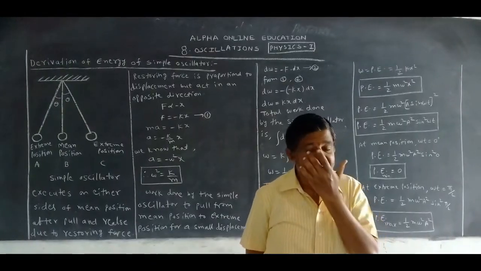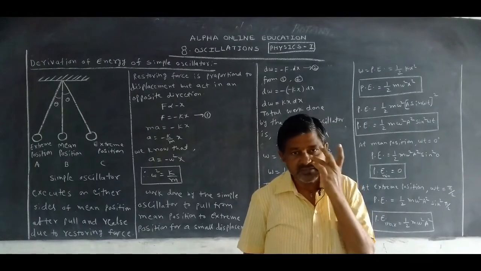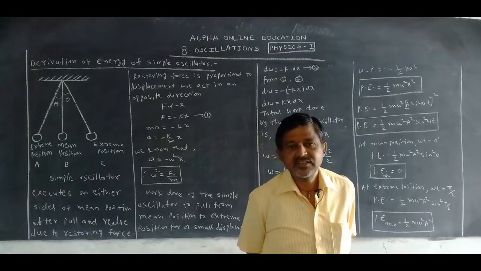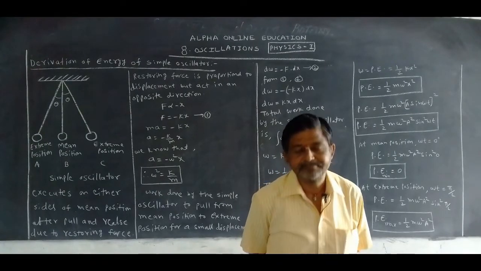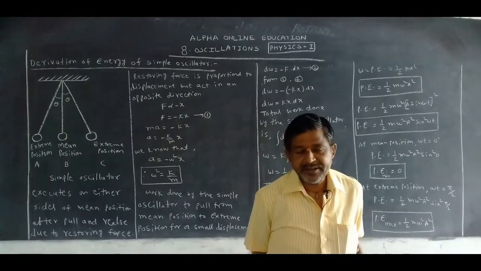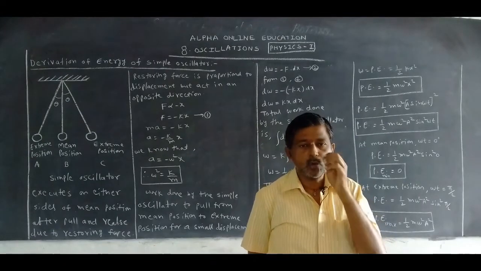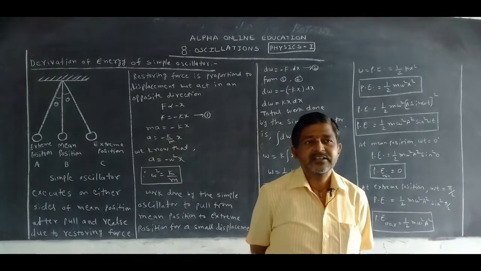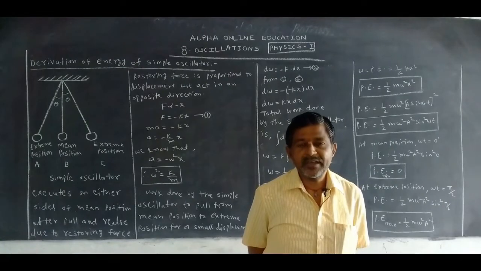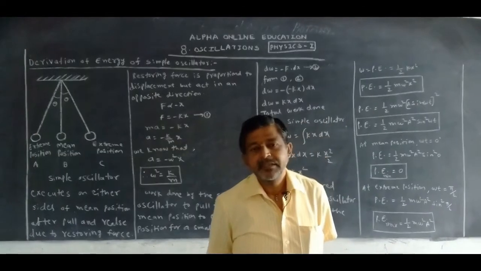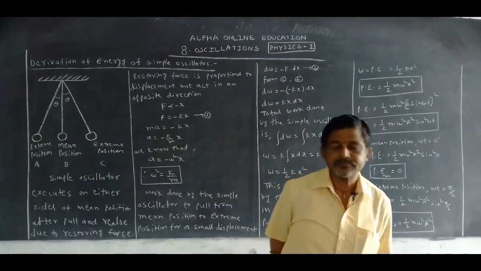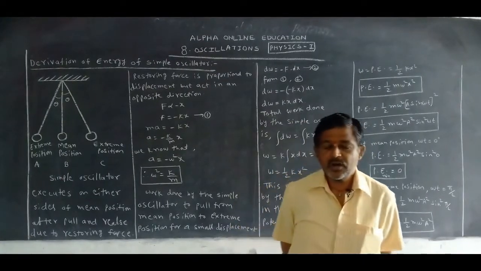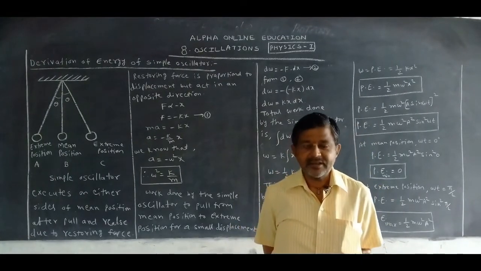In the last class, another 8 marks question we studied is the time period of a simple pendulum. How can we get the equation? T is equal to 2 pi root L by g. In that one we also studied the definition of the seconds pendulum. These two are important for 8 marks.